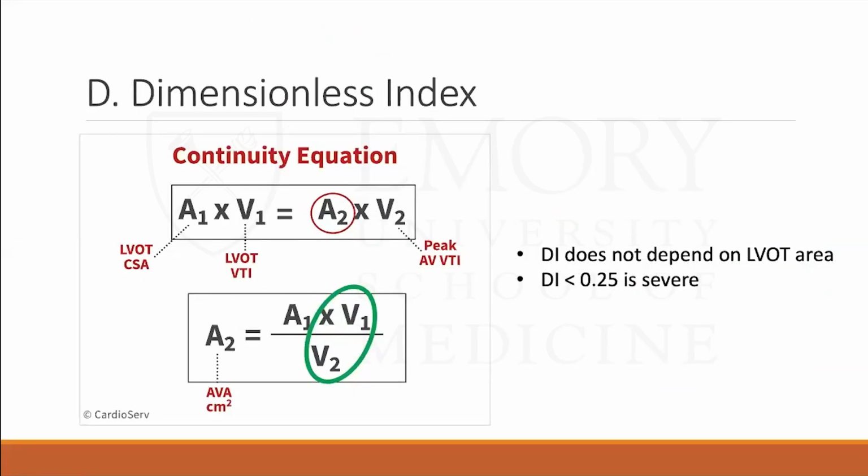Fourth concept. So we talked about velocity, gradient, area, and something else called the dimensionless index. That is also derived from your continuity equation. Basically, you just divide the two velocities of the LVOT and the aortic valve. A dimensionless index of less than 0.25 is severe. What's important about this is it doesn't depend on your LVOT area, right? You're cutting out this factor.